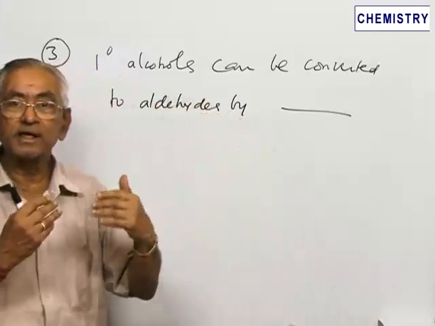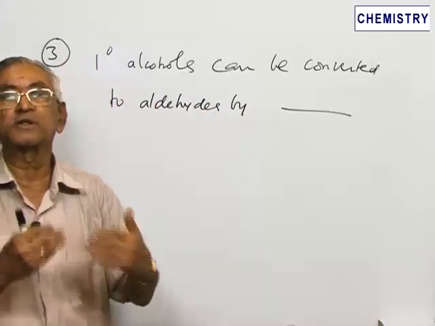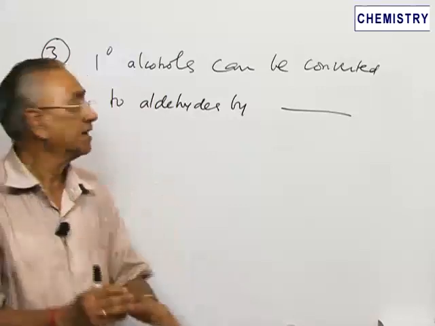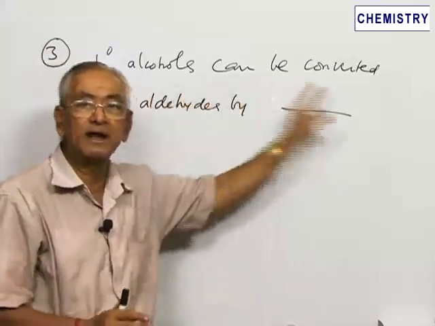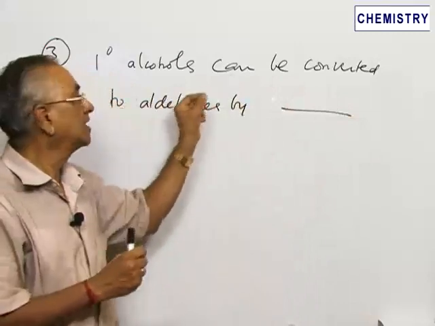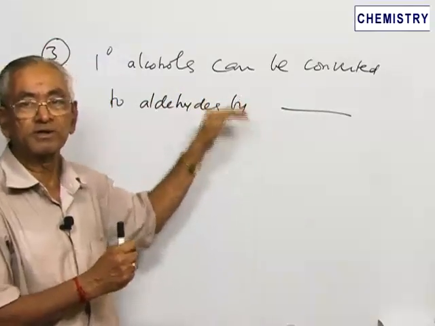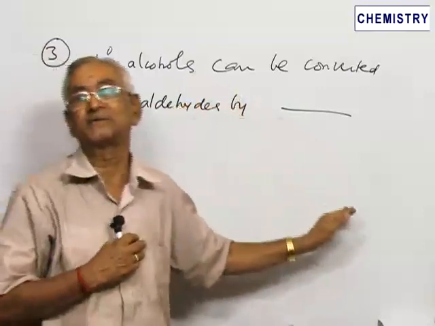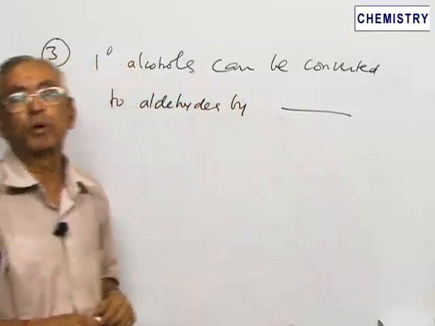Supposing the oxidizing agent is strong, or the oxidation process is strong enough, the reaction will not stop with the aldehyde, the reaction will proceed further. But the purpose of this question is whether the alcohols can be oxidized to the stage of aldehyde and stopped at that particular stage. There are a few important reagents.